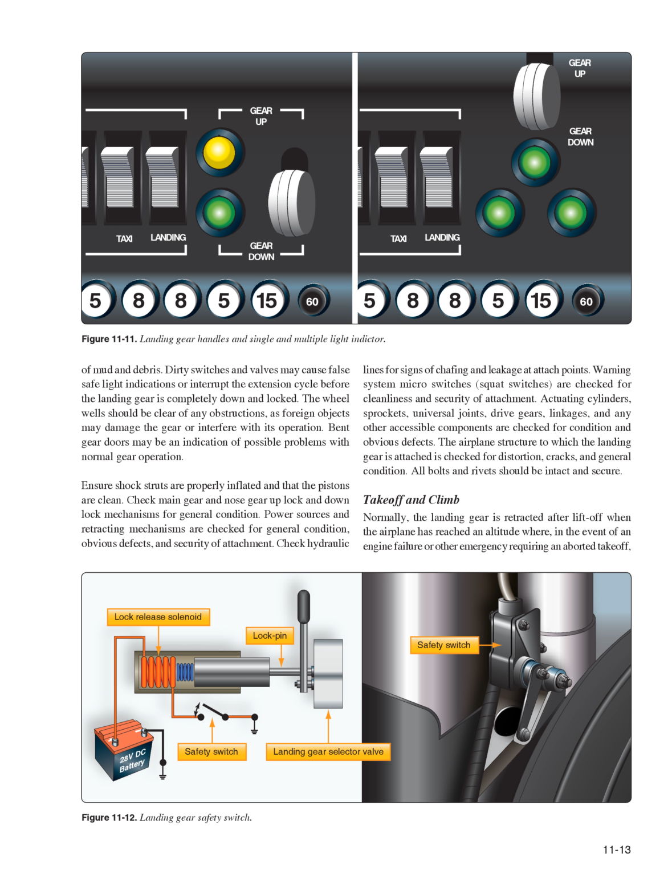Warning system microswitches, squat switches, are checked for cleanliness and security of attachment. Actuating cylinders, sprockets, universal joints, drive gears, linkages, and any other accessible components are checked for condition and obvious defects. The airplane structure to which the landing gear is attached is checked for distortion, cracks, and general condition. All bolts and rivets should be intact and secure.